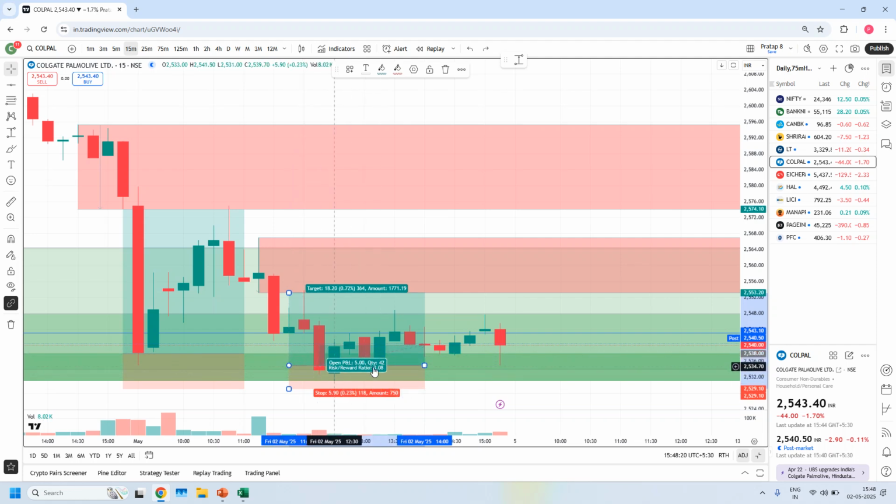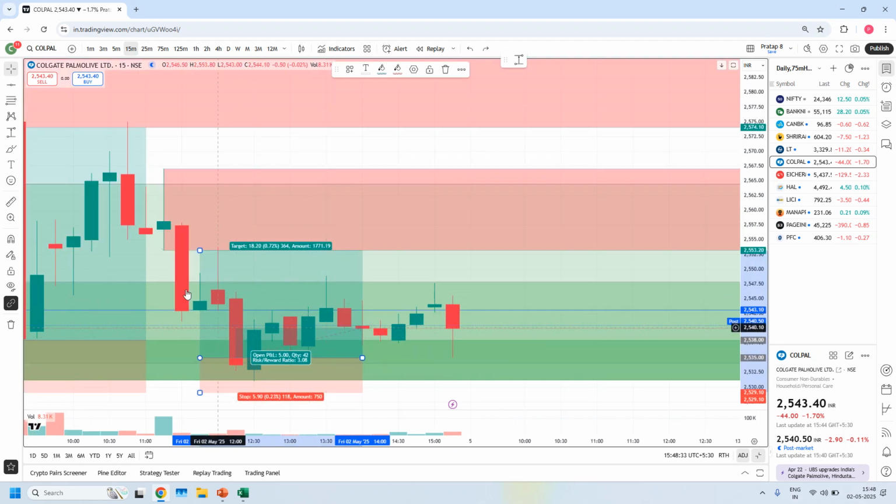See, the moment I moved down, see the reward? 1:3. But your target is this 15 minutes drop, base, drop. You took the trade. After that, this candle is completed. Now again it looks like another drop, base, drop.